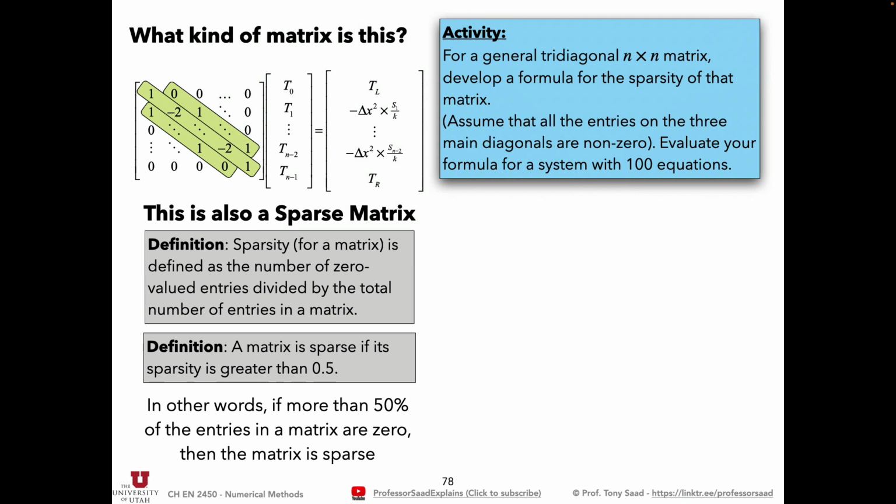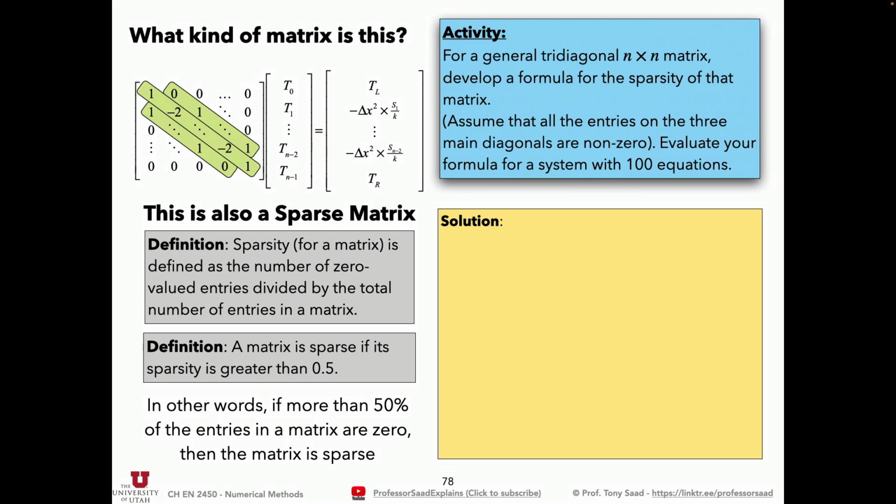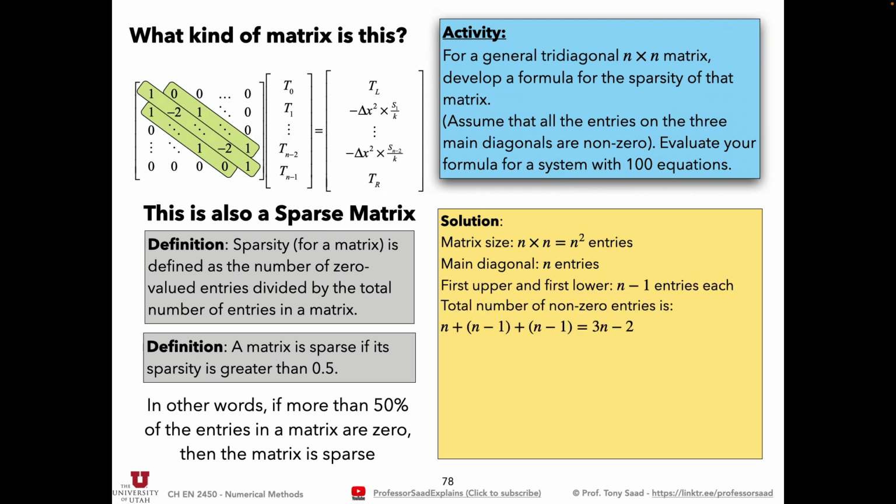Okay, so here's what we're going to do. Matrix size, total entries is n squared. Main diagonal has n entries. First upper and first lower have n minus 1 entries. So the total number of non-zero entries, you just add the number of entries: n plus n minus 1 plus n minus 1, you get 3n minus 2. So that gives you the number of non-zero entries.